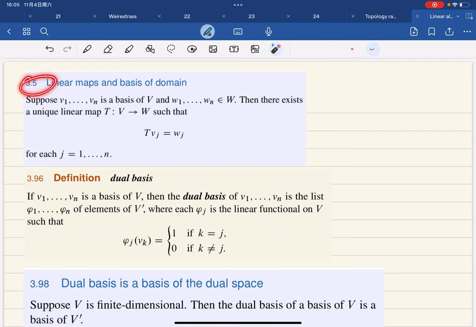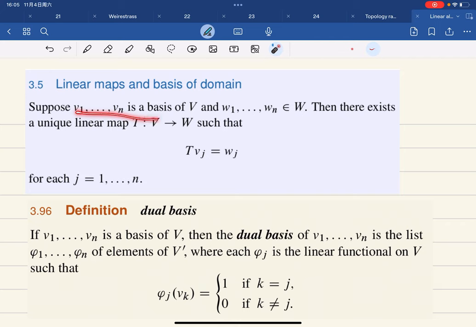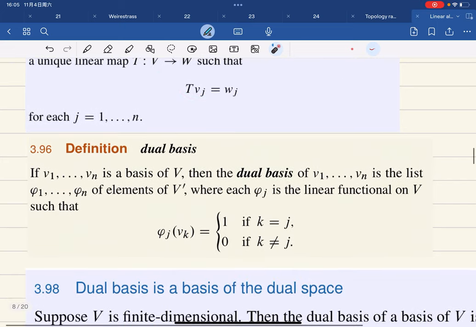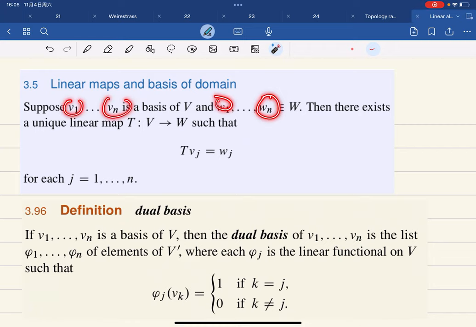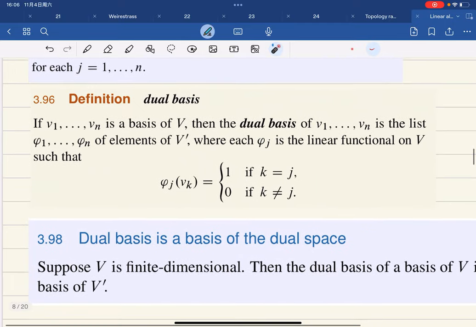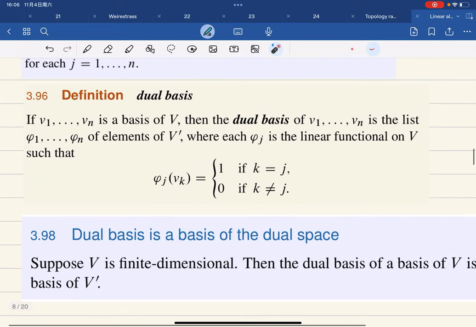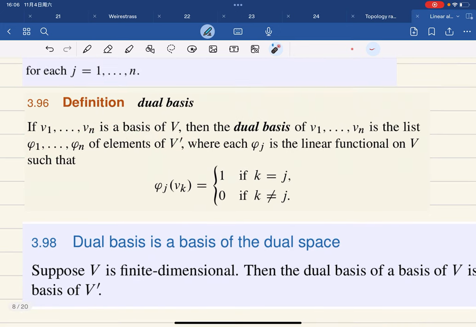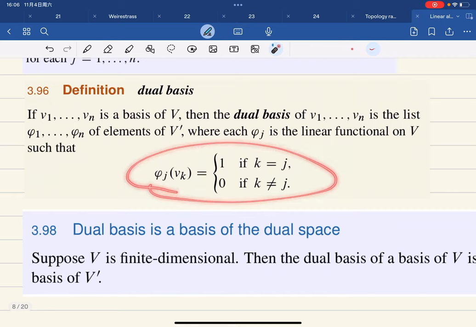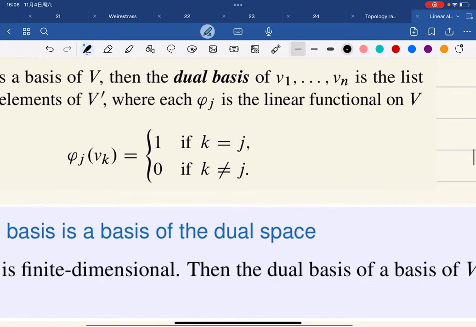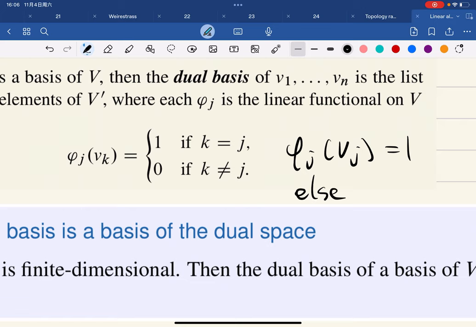So recall 3.5, linear maps to basis of domain. If this is a basis and we just pick random elements from W, then there's a unique linear map such that this is true. So they agree on this. With that, we look at the definition of dual basis. If we have a basis of V, a dual basis is the list of linear functionals such that, look at this definition, phi j of v j is equal to 1, else 0, right?